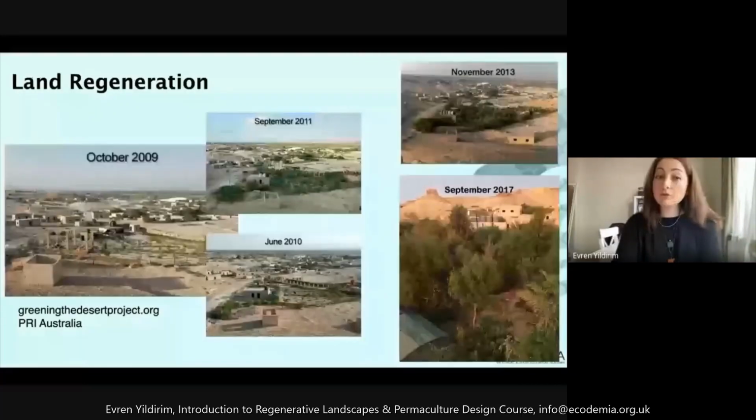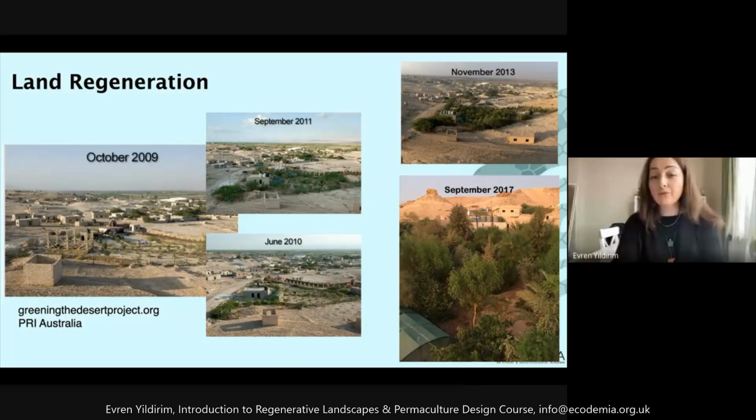And you can also work in land regeneration, and the world really needs people working on land regeneration. This is the project site that I've been to in Jordan. It's greeningthedesertproject.org. Please do check the site. It's a really good example of how you can regenerate a land using permaculture principles.